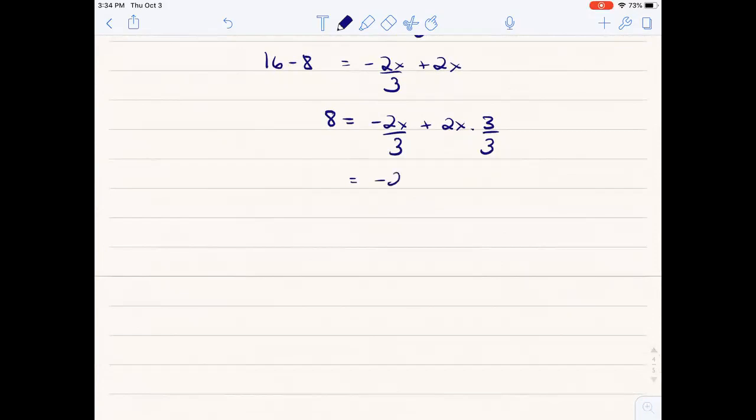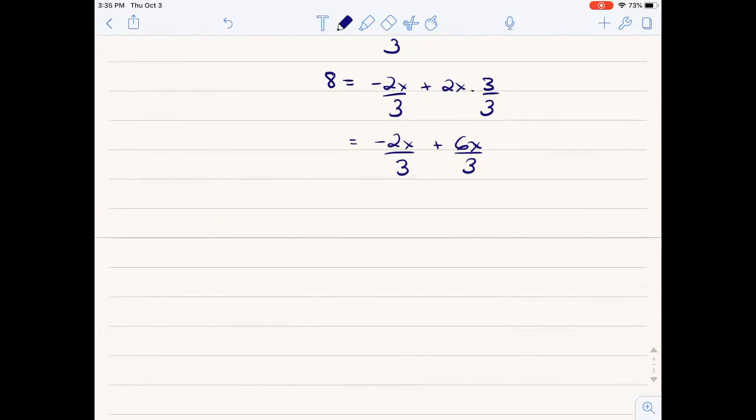So we get negative 2x over 3 plus 6x over 3, because I think we can all agree that 6x over 3 is the same as 2x, right? So nothing's actually changed. But I'm able to add these up, so equals 8. So 8 is negative 2x plus 6x, which is 4x over 3. Right. We're doing all the things in this problem: dealing with fractions, solving systems of equations, drawing lines, all the fun stuff.